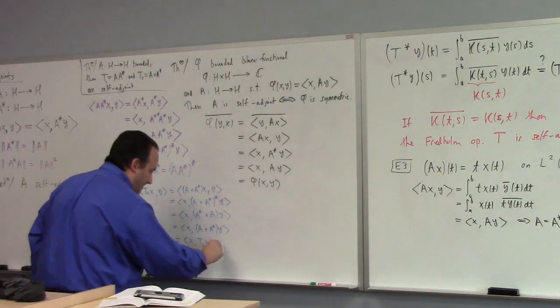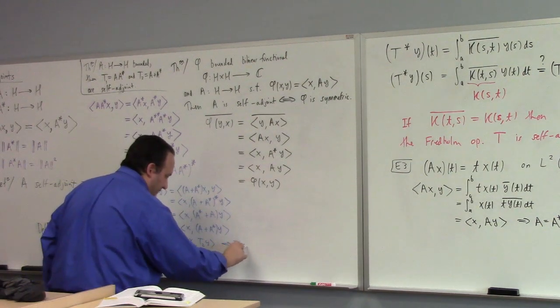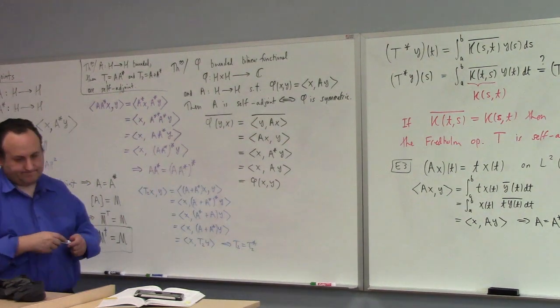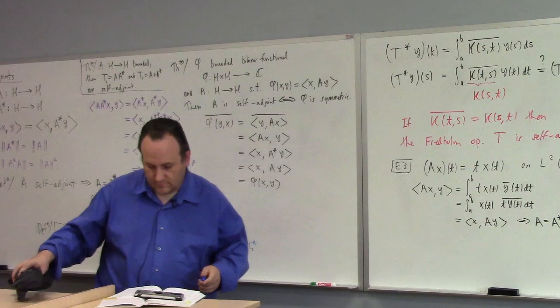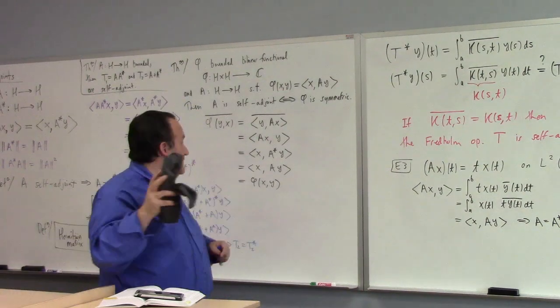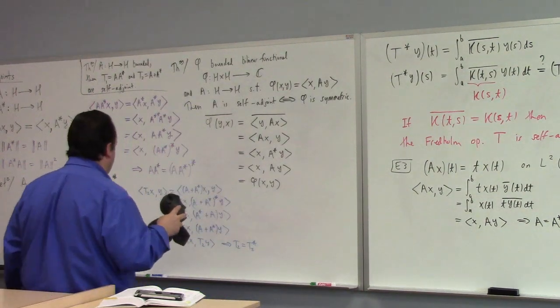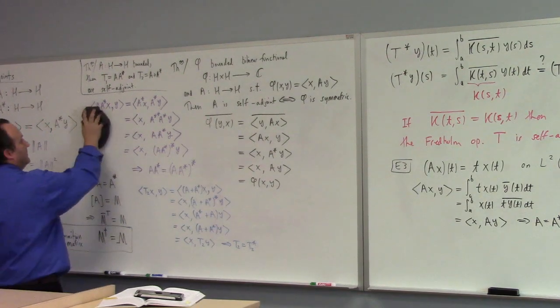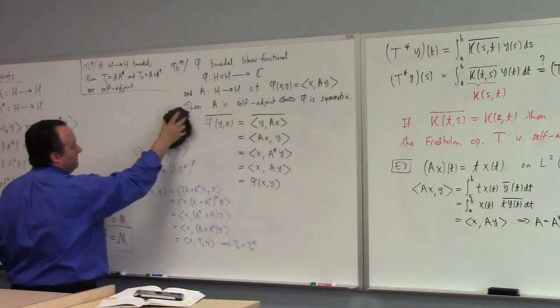So therefore T2 is equal to its own adjoint. So T2 is self-adjoint. All right, what else can I do? So I'm going to erase the purple now. I won't erase the blue yet.